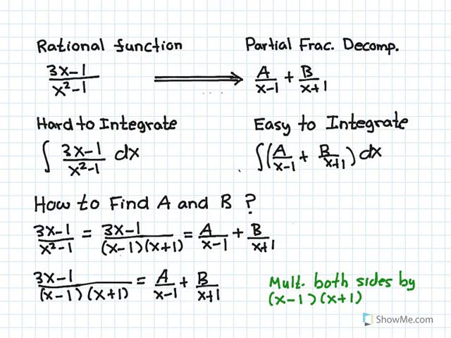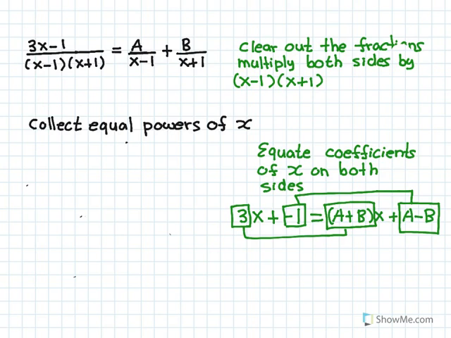The strategy will be to multiply both sides by the denominator x minus 1 times x plus 1 so we can clear out the fractions. Alright, so what we have is 3x minus 1 divided by x minus 1 times x plus 1. We applied partial fraction decomposition, and we get A over x minus 1 plus B over x plus 1. We clear out the fractions by multiplying both sides of this equation by x minus 1 times x plus 1. When we do that, we will obtain 3x minus 1 is equal to A times x plus 1 plus B times x minus 1.